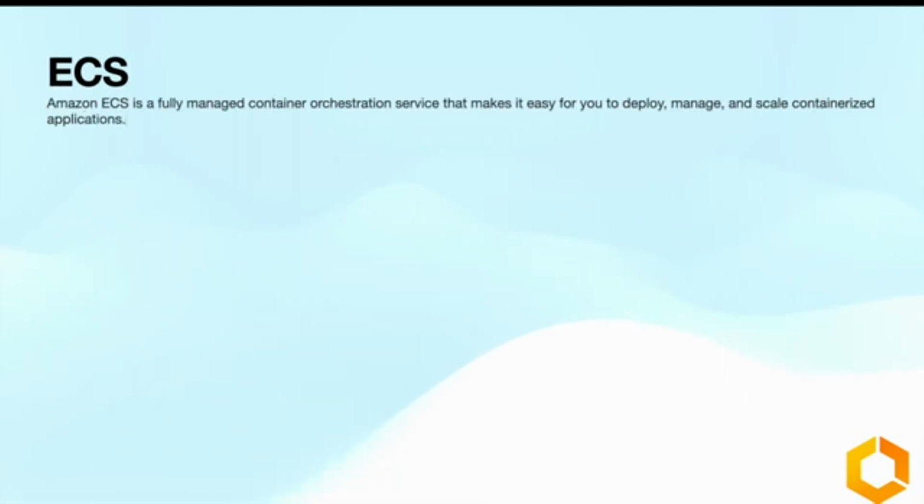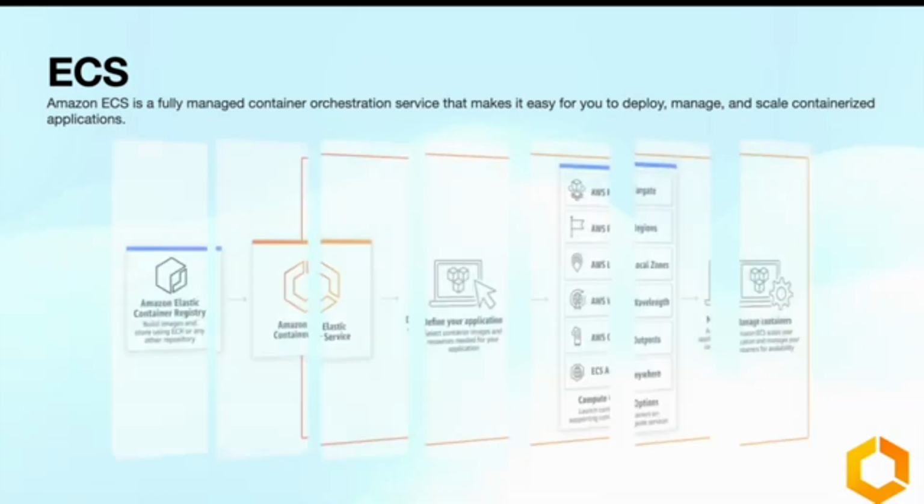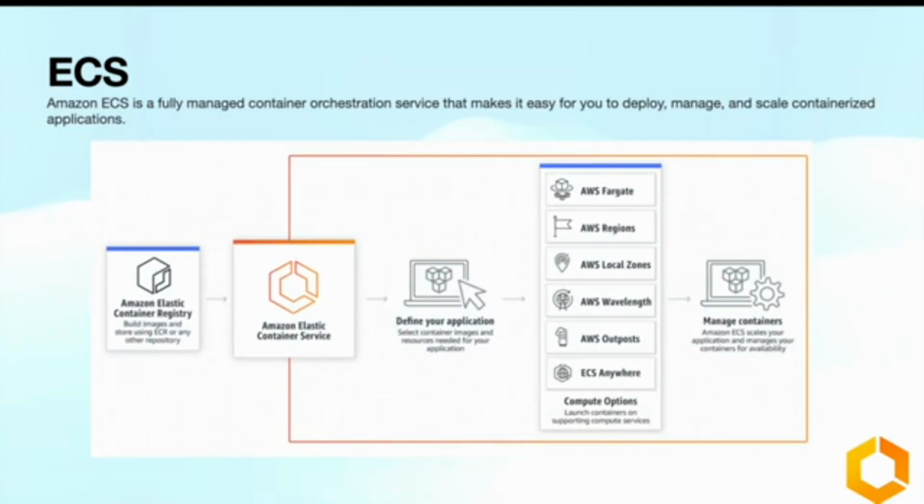ECS. Amazon ECS is a fully managed container orchestration service that makes it easy for us to deploy, manage, and scale containerized applications in AWS. In ECS we can create an ECS cluster. It contains all required services to manage the individual containers, as we have discussed earlier. All the control processes are available in the ECS control plane. As this is an AWS managed service, we don't need to worry about managing the control plane.